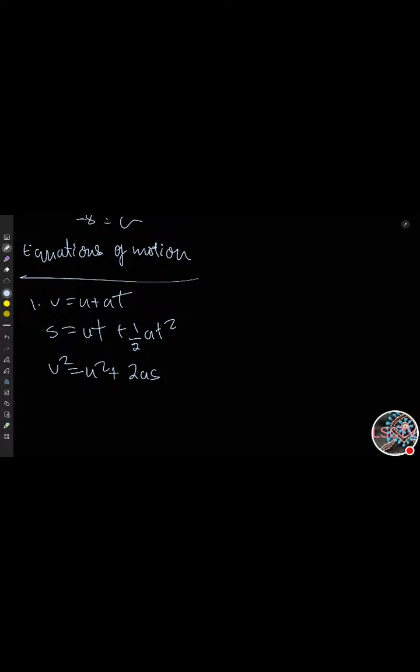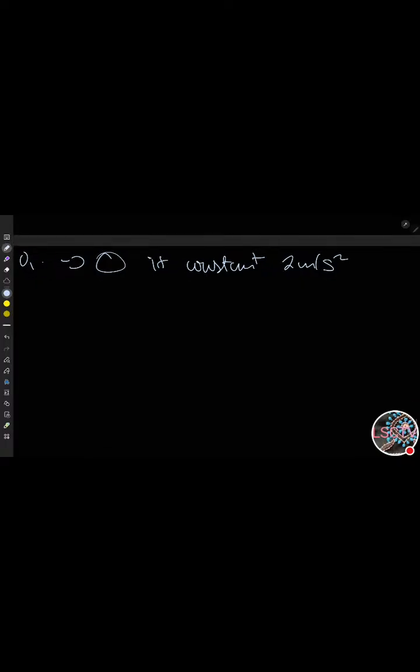Okay, yeah. So v square is equal to u square plus 2as. Let's do some questions. Let's say an object is traveling, and then it came to rest. Then it has a constant acceleration of 2 meters per second square. The time taken is t equals 4 seconds. Find the initial velocity. Simple.